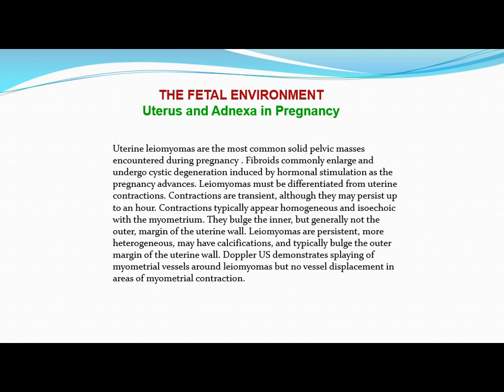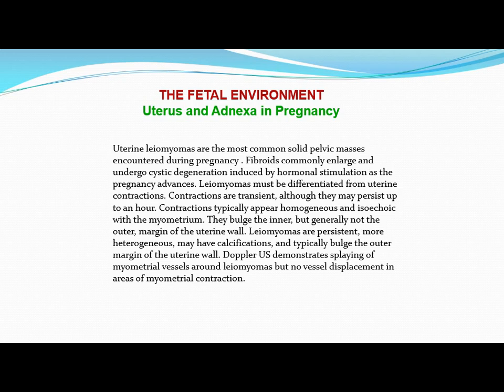Uterus and adnexa in pregnancy. Uterine leiomyomas are the most common solid pelvic masses encountered during pregnancy. Fibroids commonly enlarge and undergo cystic degeneration induced by hormonal stimulation as the pregnancy advances. Leiomyomas must be differentiated from uterine contraction.